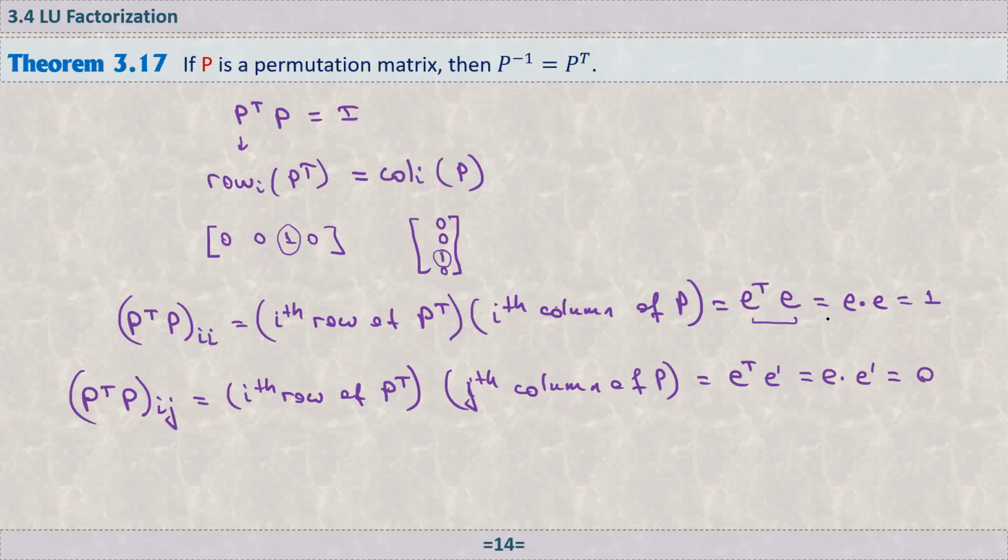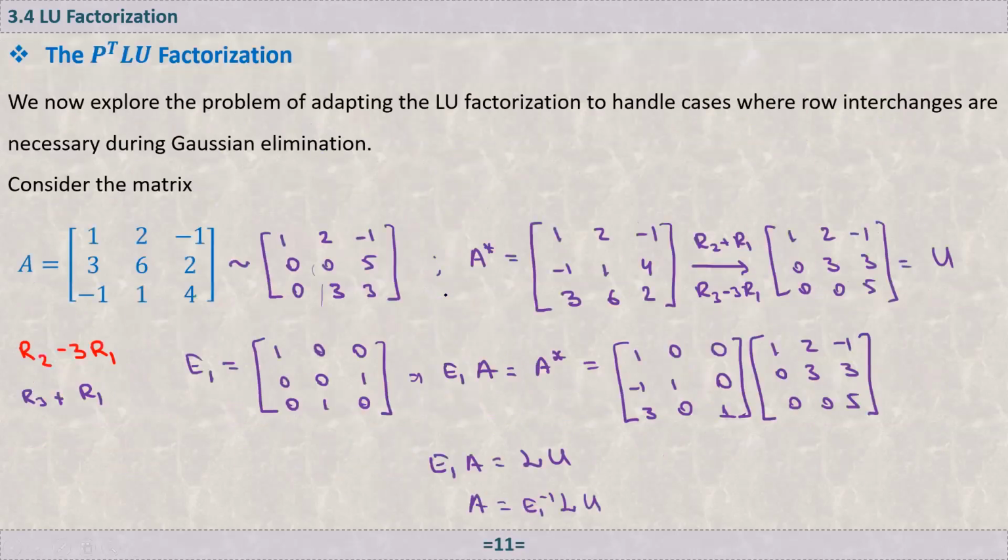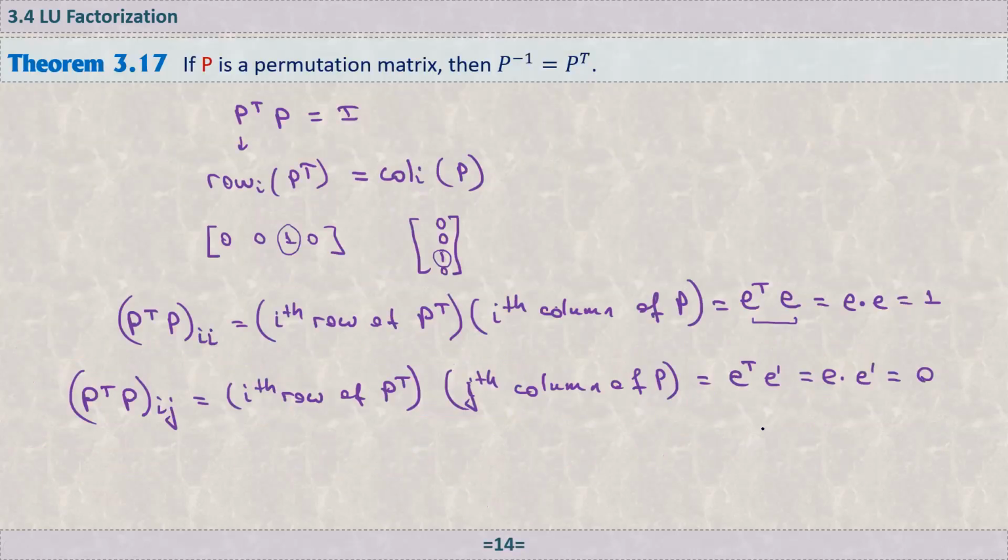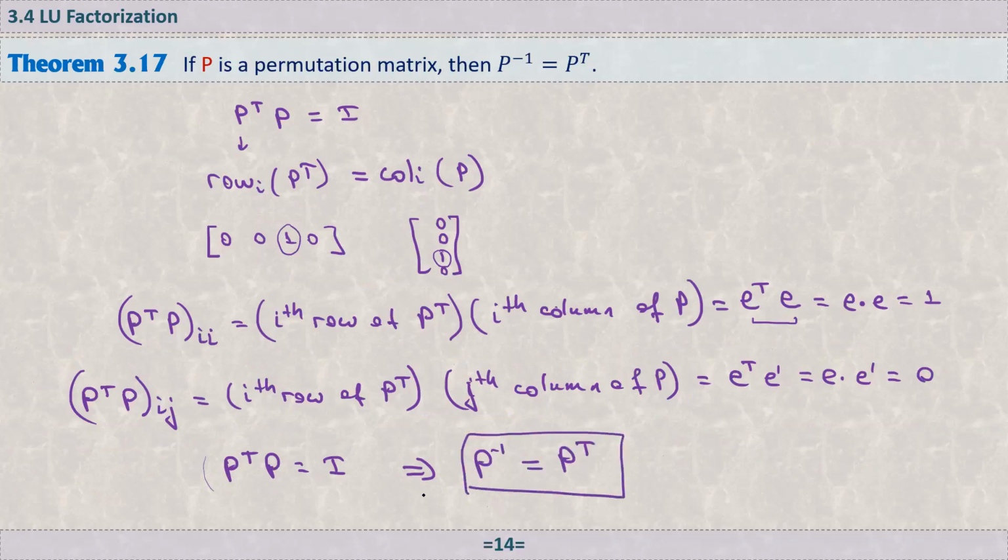So the product P transpose P is equal to I, and since P transpose P is equal to I, this shows that P transpose must be the inverse of P. So P inverse must be equal to P transpose. To find the inverse of a permutation matrix, we just need to transpose it. That's how we obtain this.